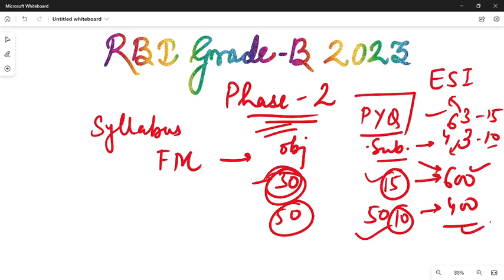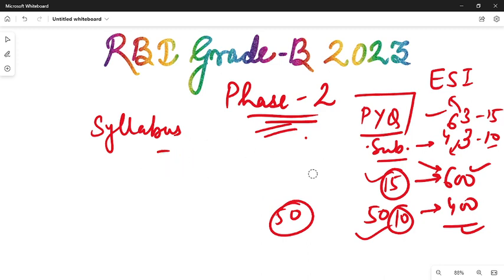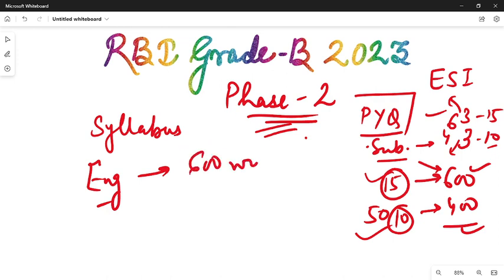So that is the similar criteria for English as well. Economic and social issues as well. But let's talk about English. This year there was a slight change. In the English descriptive section, the essays that were asked were to be explained in 600 words. Previously it was asked to write the essays in 400 to 450 words, but this time the essays were asked to be written in 600 words.